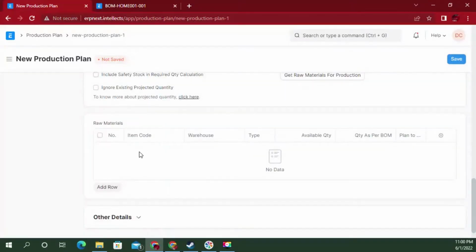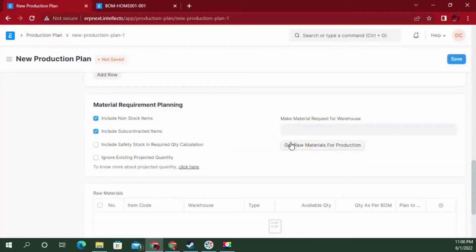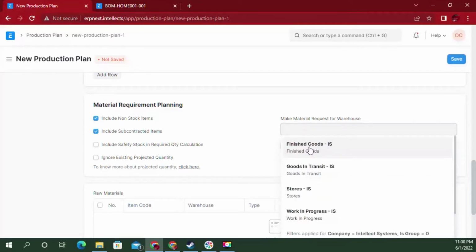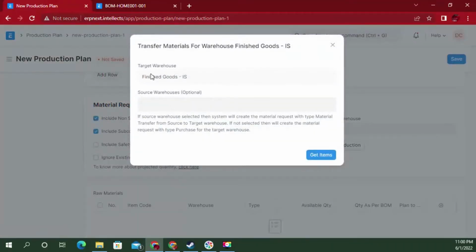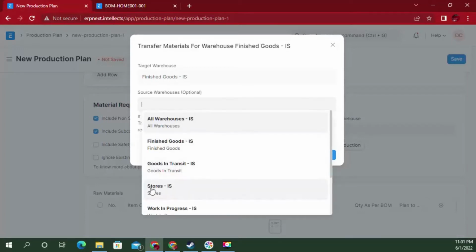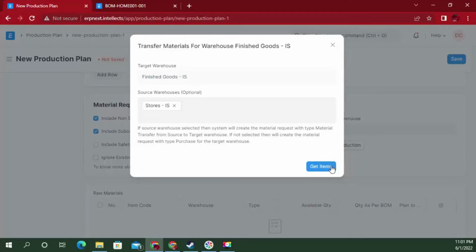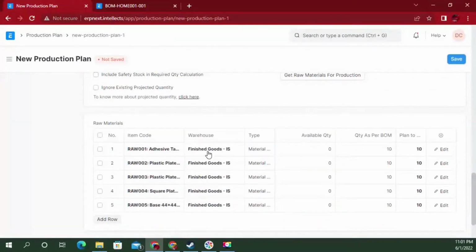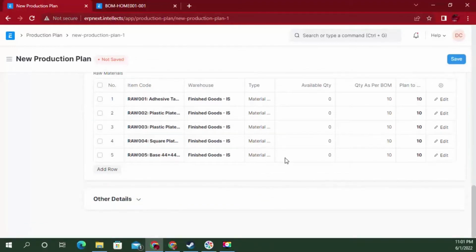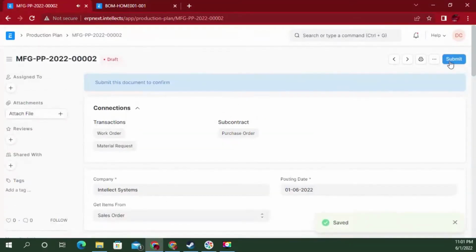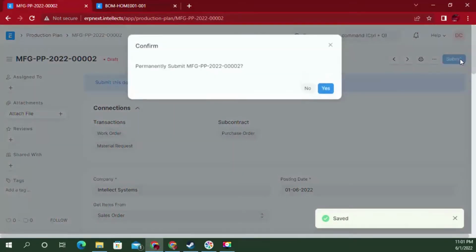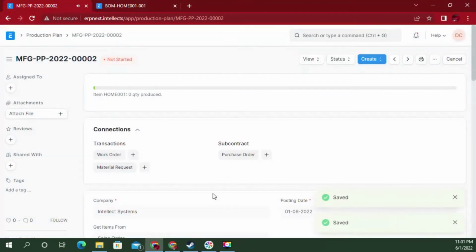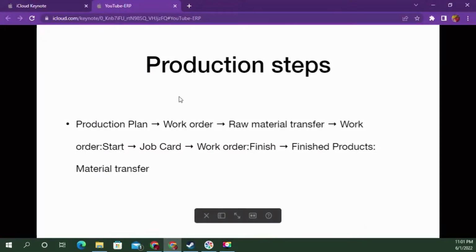Okay, and then we set the material for the finished good, where finished good means the one we put the finished product in, right? And then the raw material is in stock. Okay, here we require 10 of adhesive tape and then the plastic plate, okay, so that's good. I have the production plan already, so I am going to follow this slide. I will not explain the steps, I just go.